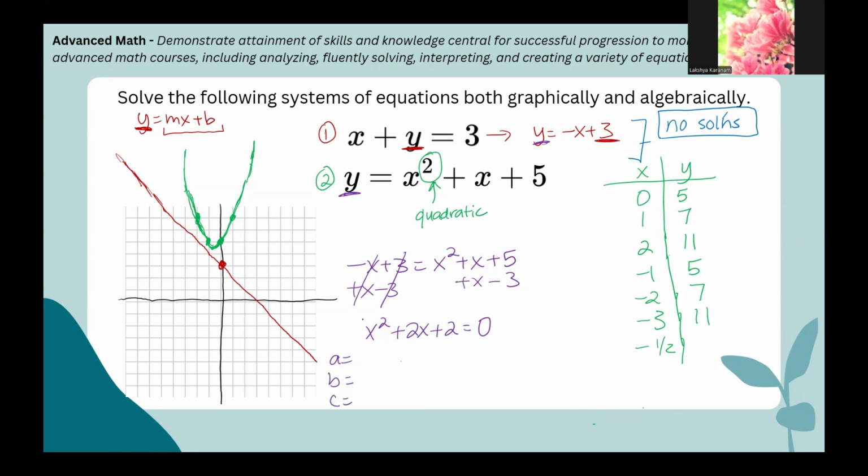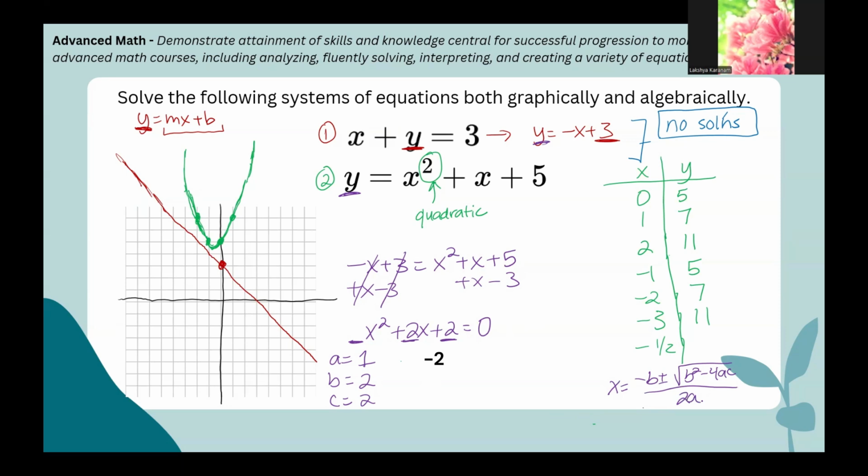So A is the coefficient of x squared, which is 1. B is the coefficient of x, which is 2. And C is the constant at the end, and that is 2. So again, remember, what is the quadratic formula? It's negative b plus or minus the square root of b squared minus 4ac, all over 2a.